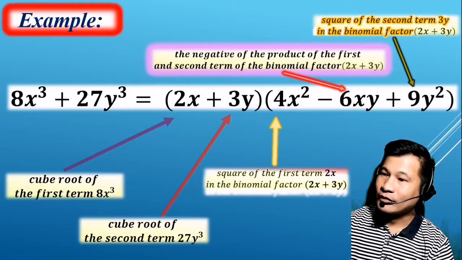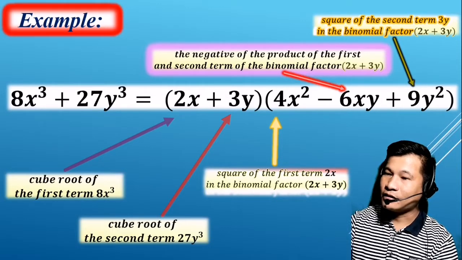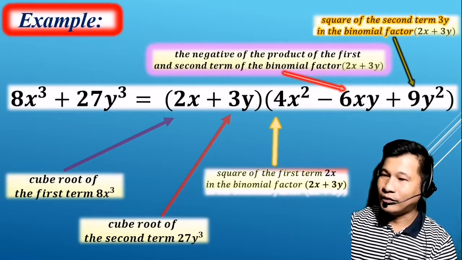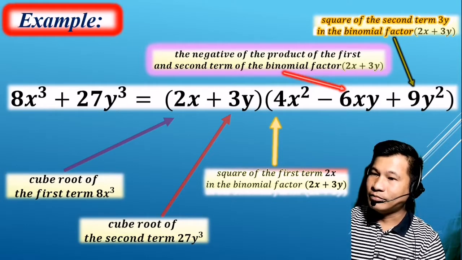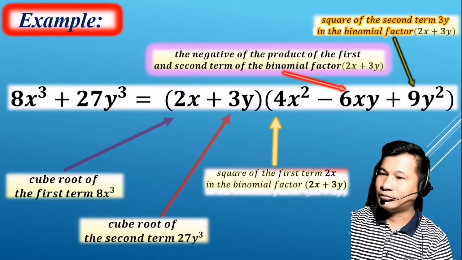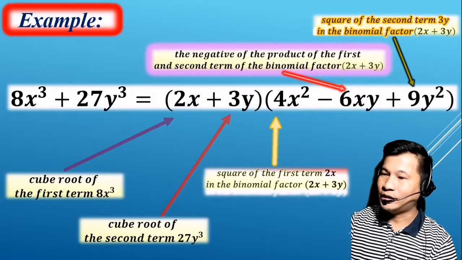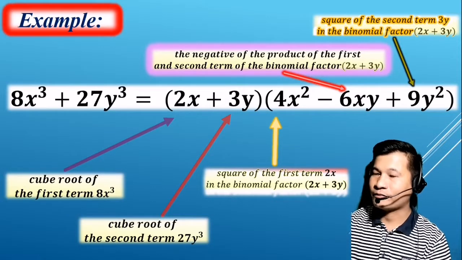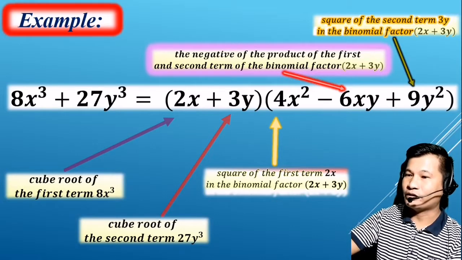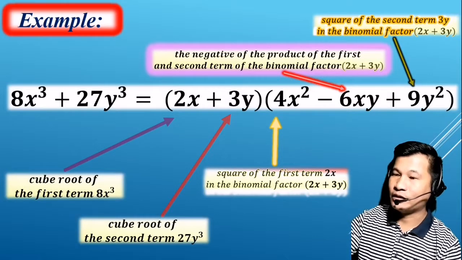Then the last term of the trinomial factor is simply the square of the second term 3y in the binomial factor 2x plus 3y. So if we are going to square 3y, the result is 9y squared.